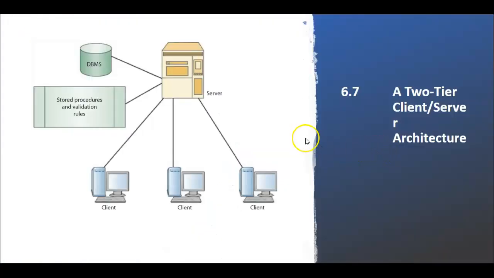And this is what a two-tier client-server architecture looks like. You have the server, you have the database management system, you have the stored procedures and validation rules, and then you have the clients.